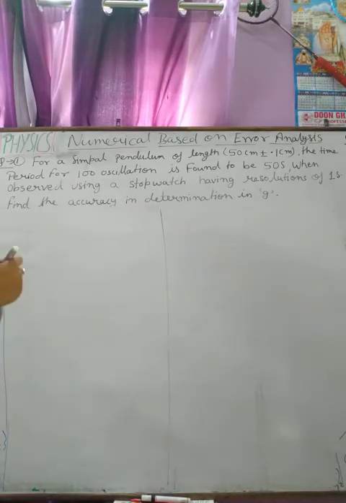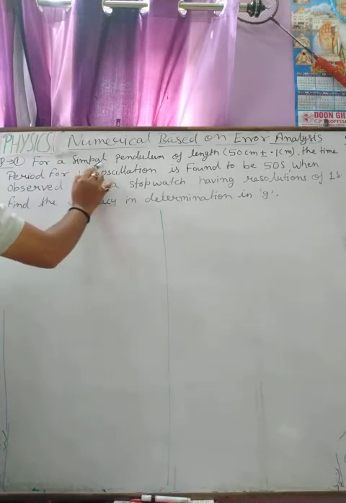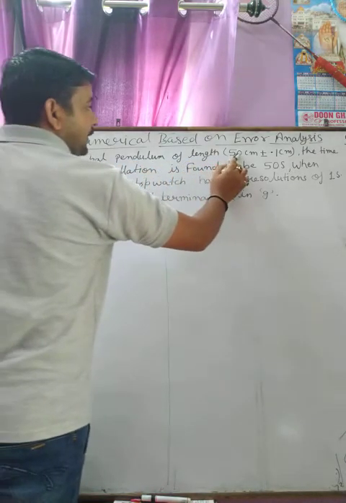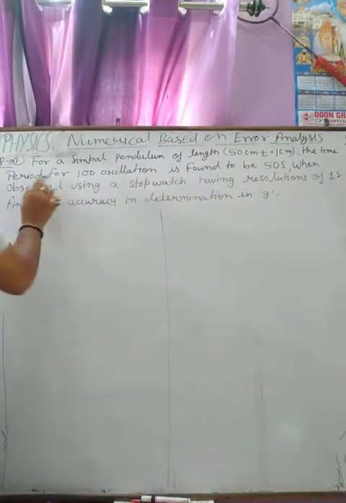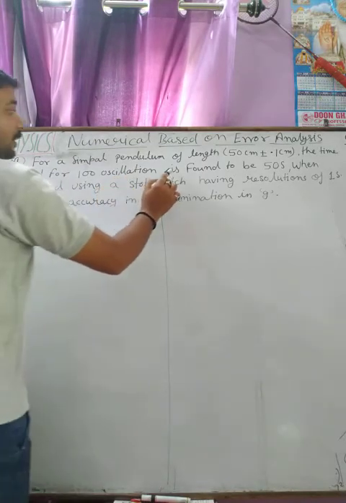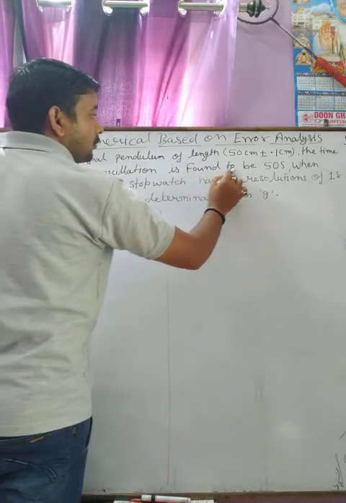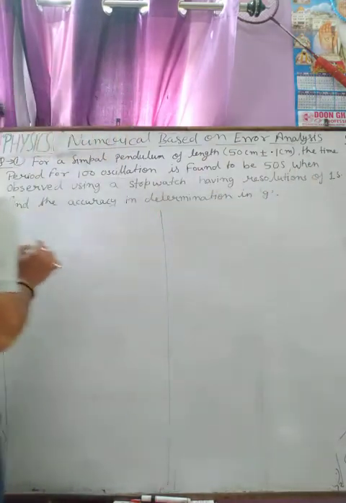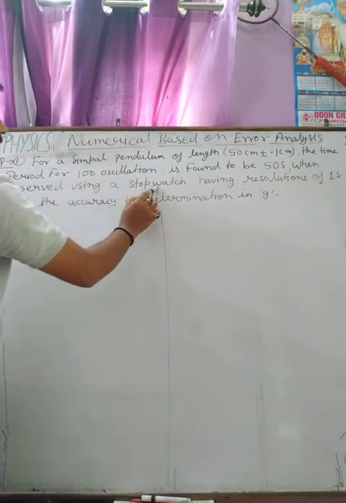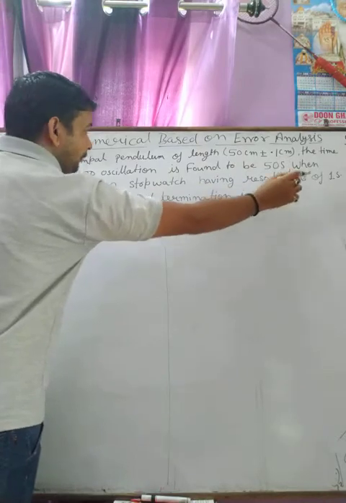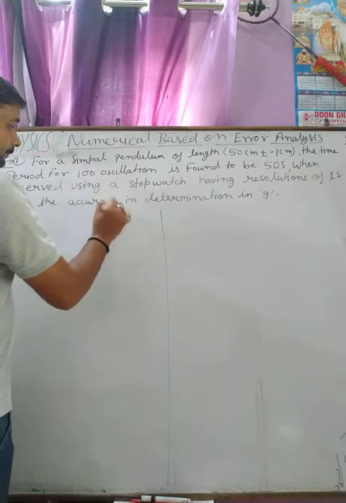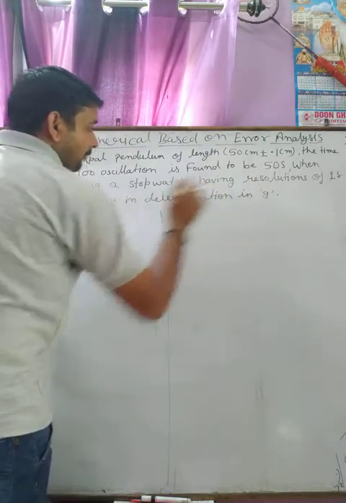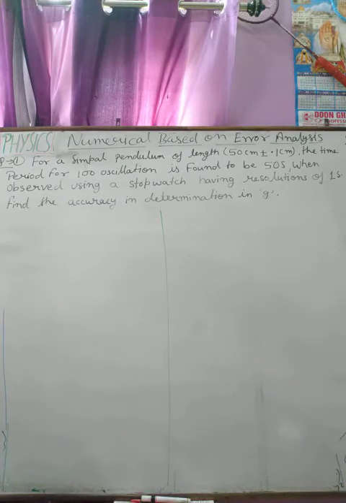Okay student, now we have the next problem. For a simple pendulum of length 50 centimeter plus minus 0.1 centimeter, the time period for 100 oscillation is found to be 50 seconds when observed using a stopwatch having resolution of 1 second. Find the accuracy in determination of g. Now first we take what is given in this question.